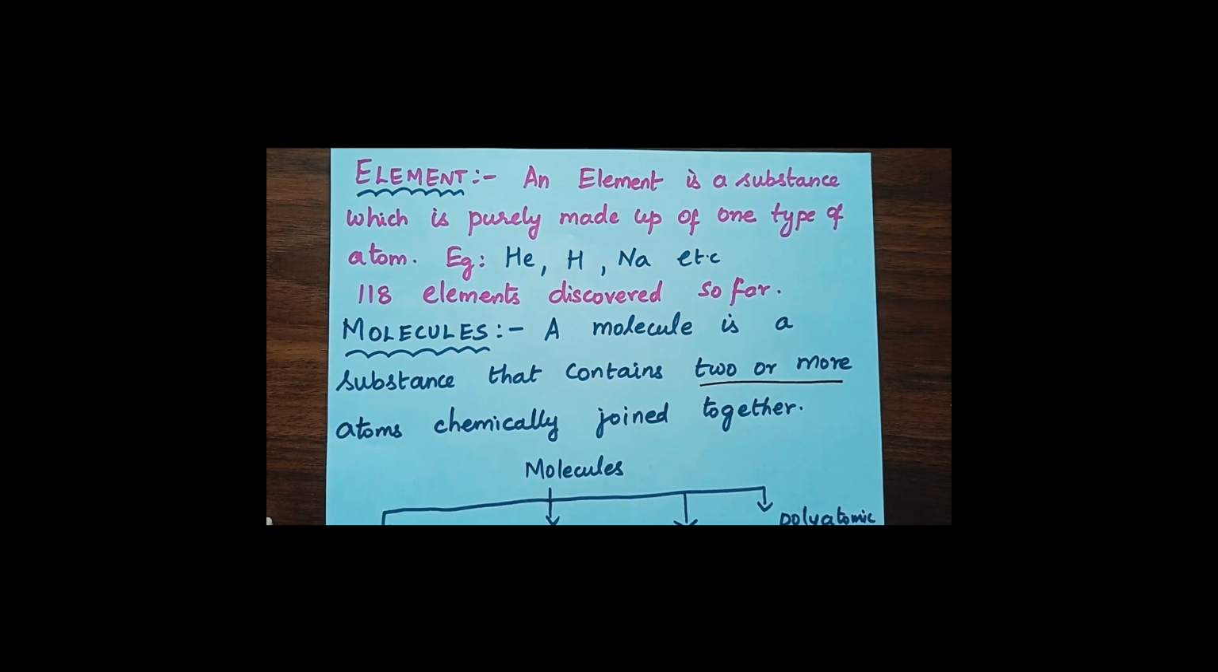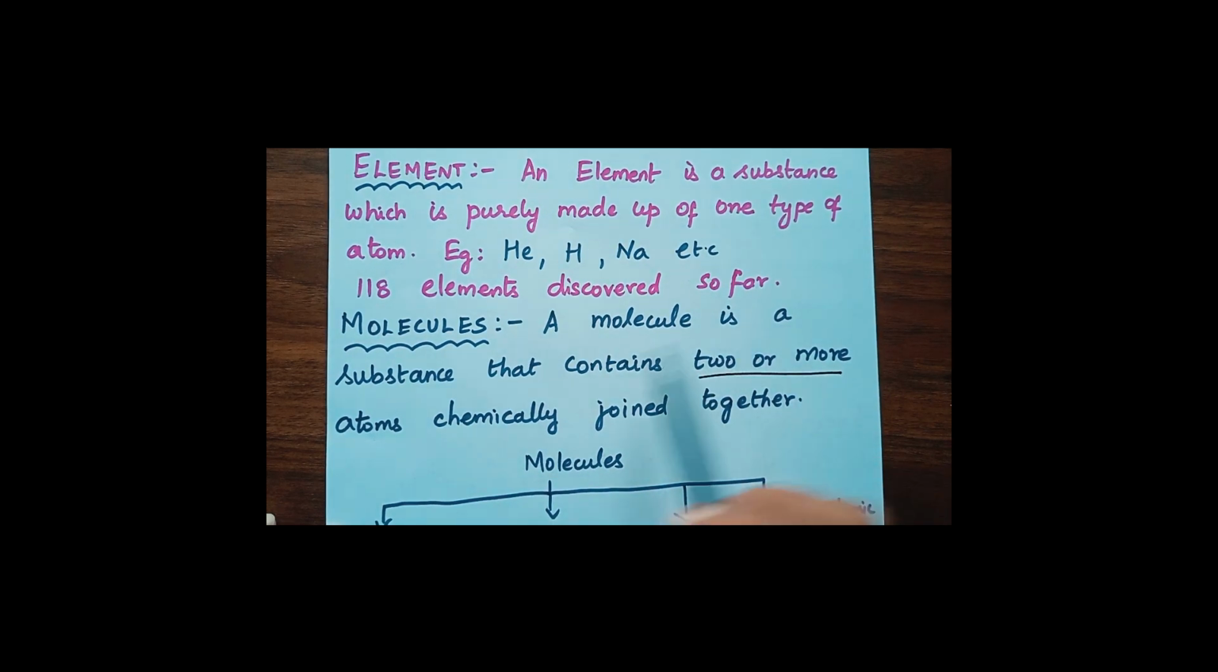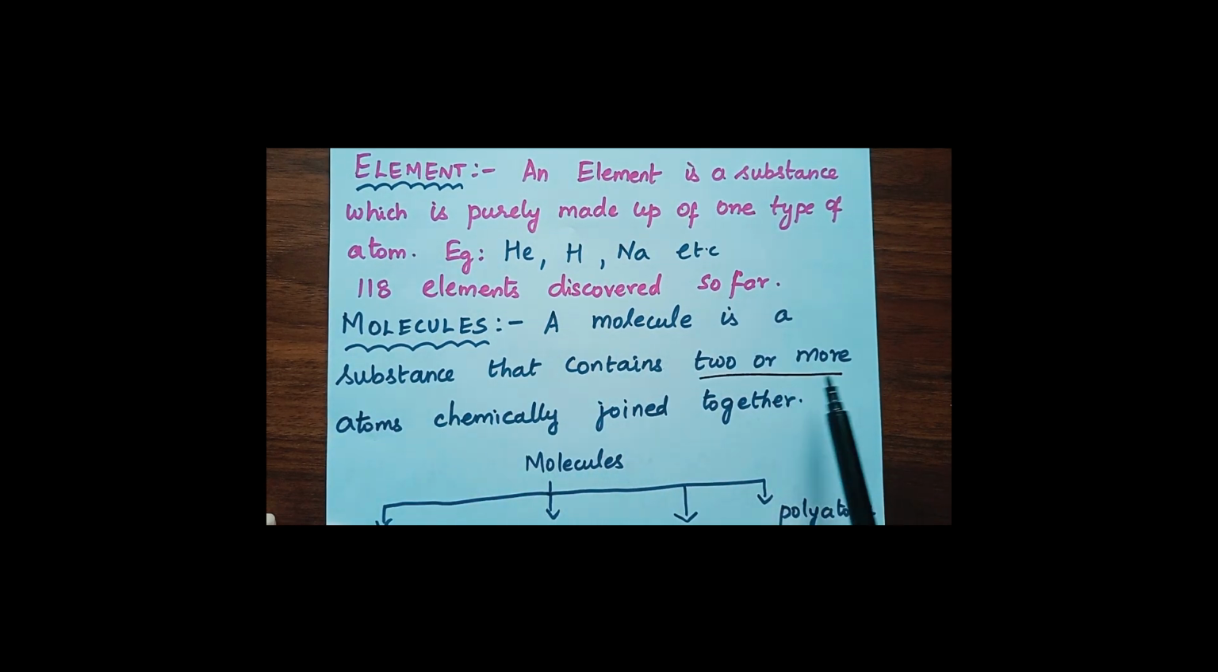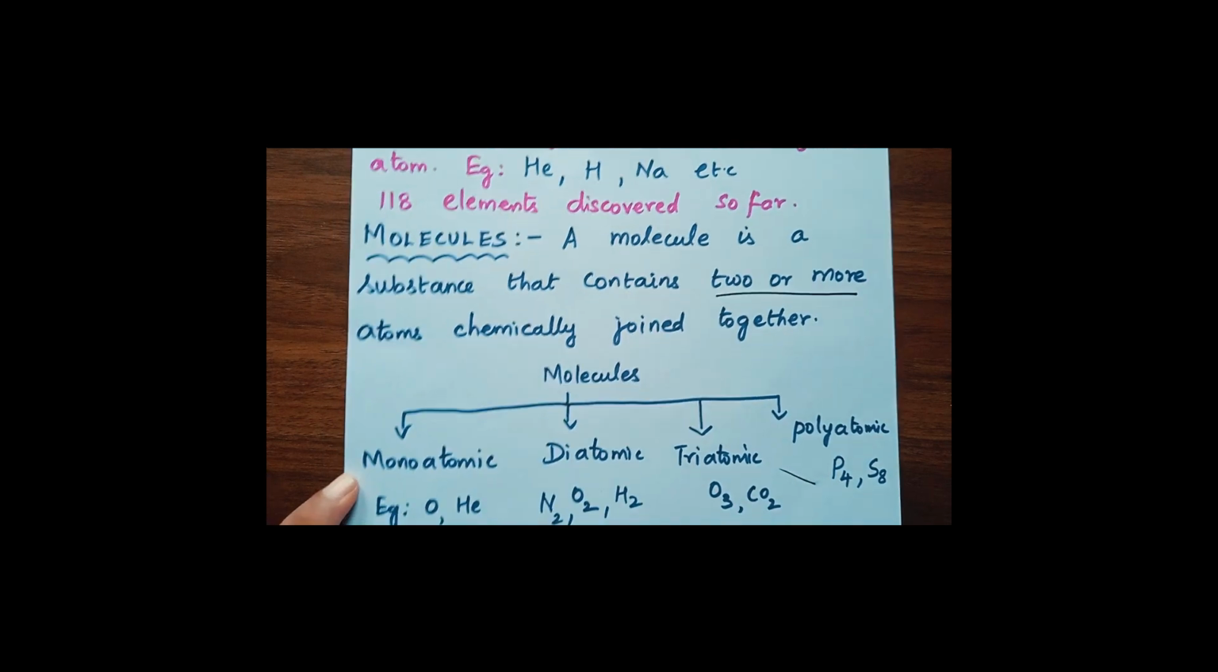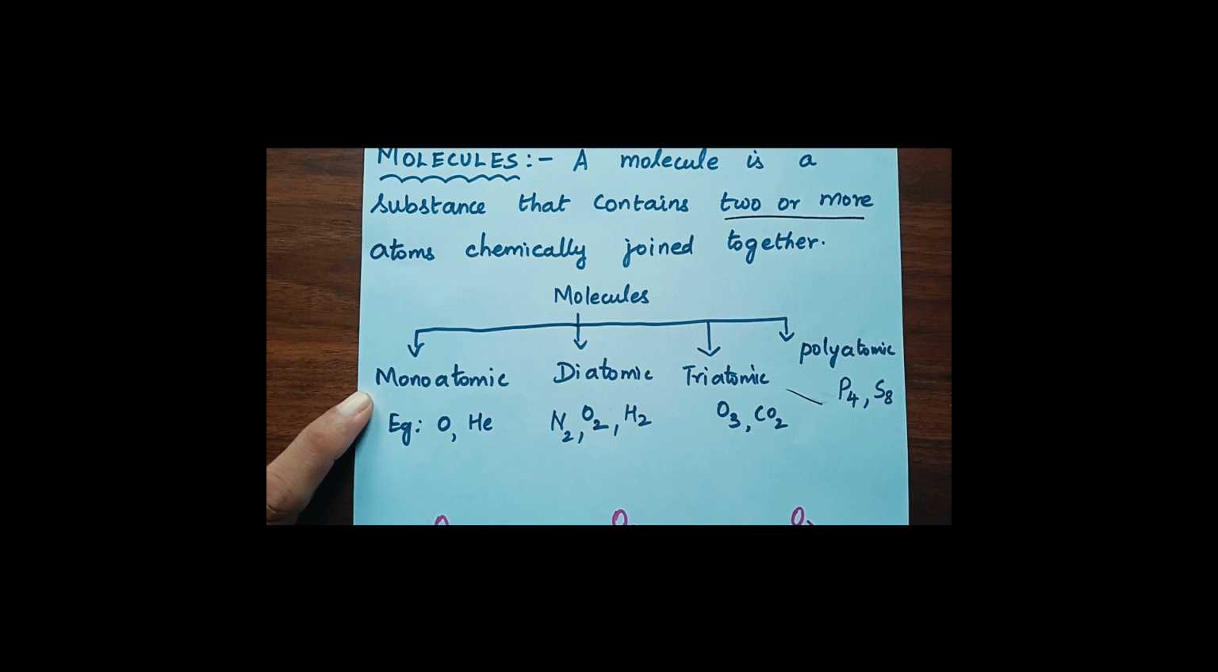Now we see what is a molecule. A molecule is a substance that contains two or more atoms which are chemically joined together. They are called molecules. If we have only one type of atom, like helium, in this one there is only one atom present here, so we call this a monoatomic molecule.